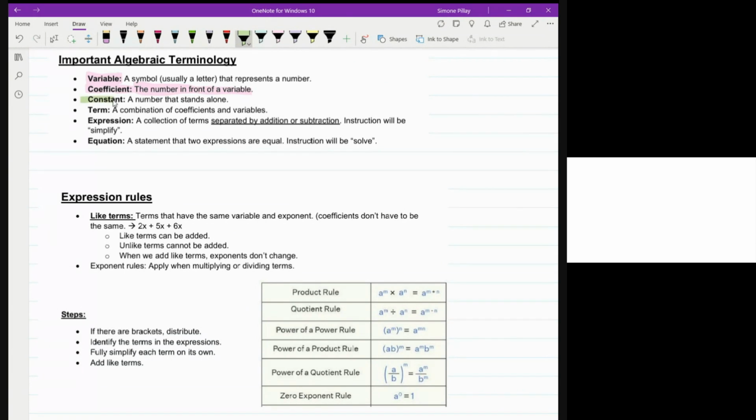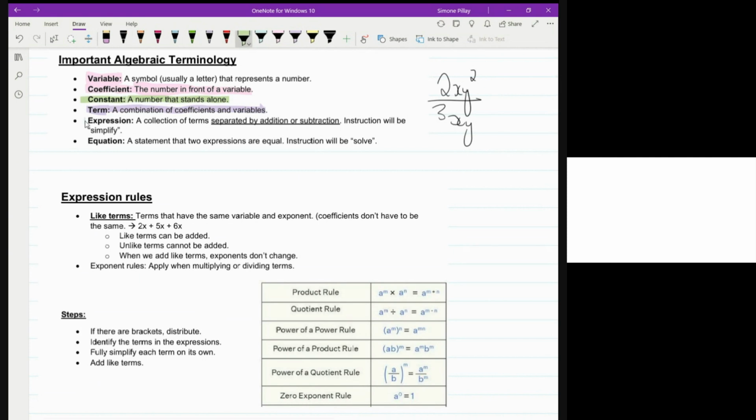A constant is just a term that stands alone, so a number that stands alone, so no variables. That is a constant. Then we have a term. A term is a combination of coefficients and variables. Now, when I talk about coefficients and variables, it's something like 2xy squared over 3xy. This whole thing over here is one term. And how do we identify terms?